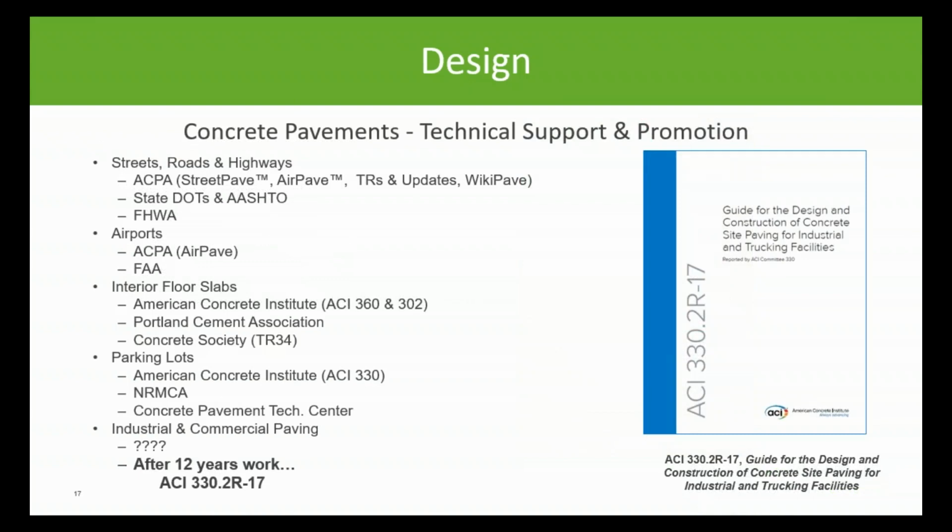Most every type of pavement that was out there, streets, airports, floors, and parking lots, all have a design manual for that specific use. Up until this time, ACI 330R-08 for parking lots was the only document that we could have used. And now we have a document specific for industrial facilities, and that's the ACI 330.2R-17, and a lot of folks will refer to it as the 330.17 guide.